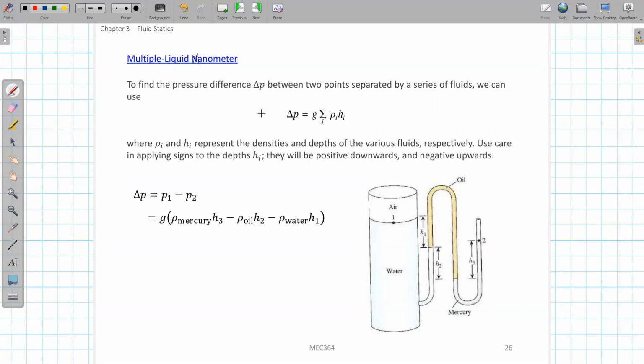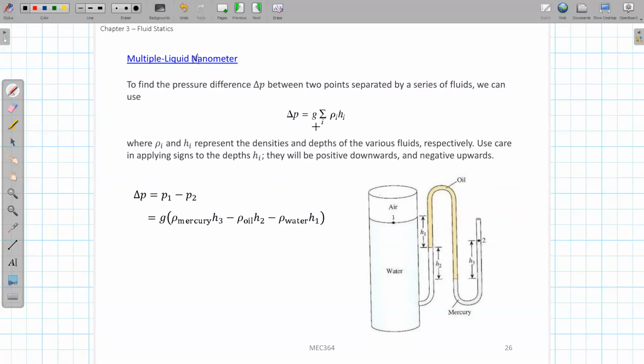Let me give you the result first. This is the equation for how you can find the pressure difference between two points separated by a series of fluids. Basically, you just sum up all the rho_i and the depth differences h_i for all the fluids. But just from this equation it is very hard to understand how to use it.